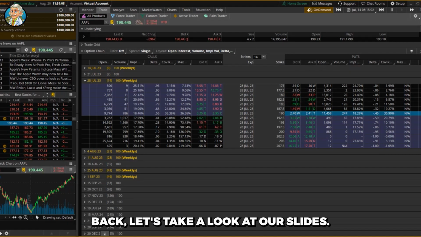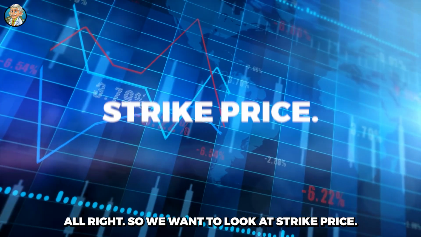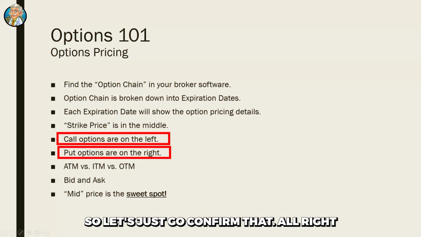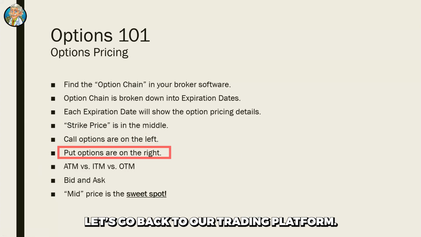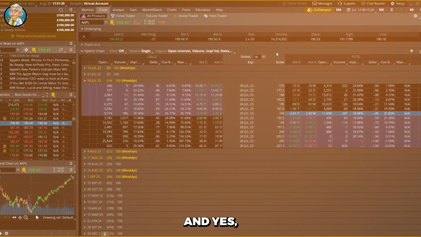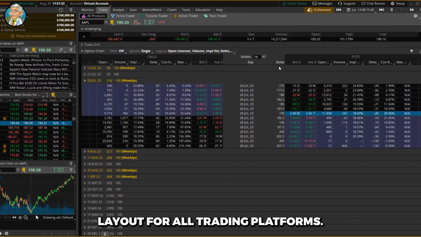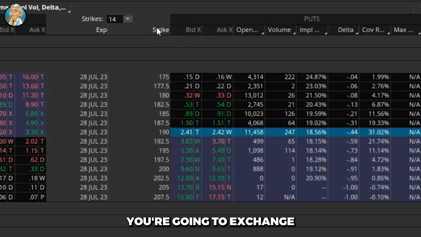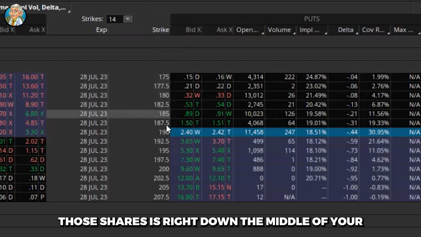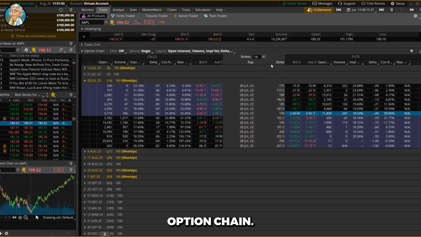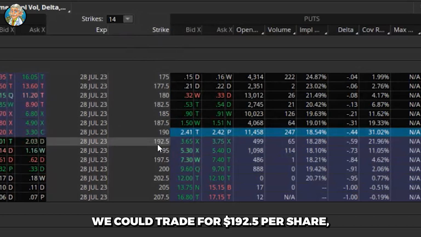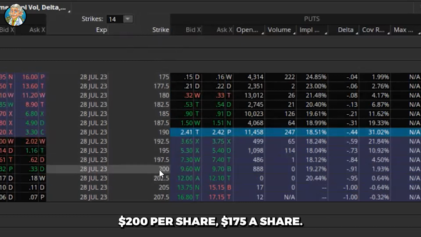So let's go back and take a look at our slides. What should we focus on first? All right, so we want to look at strike price. I pointed out the strike price is in the middle, calls are on the left, puts are on the right. Let's go confirm that. All right, let's go back to our trading platform. And yes, this is a very standard layout for all trading platforms. The strike price, remember, that's the price at which the contract is saying you're going to exchange those shares, is right down the middle of your option chain. So $190 a share. There are contracts we could trade for $192.50 per share, $200 per share, $175 a share.